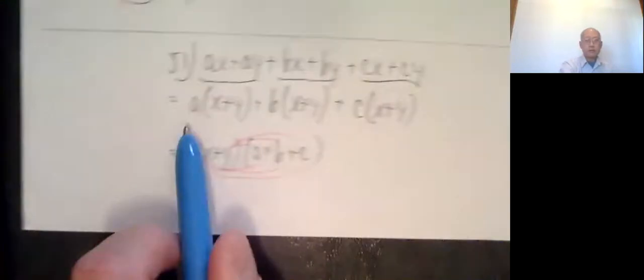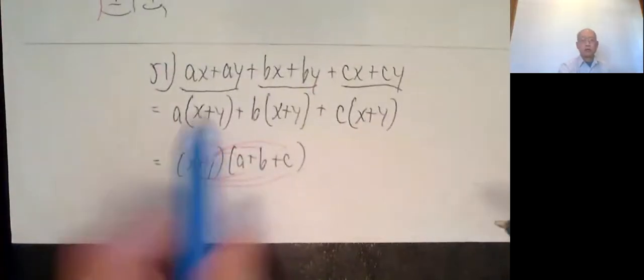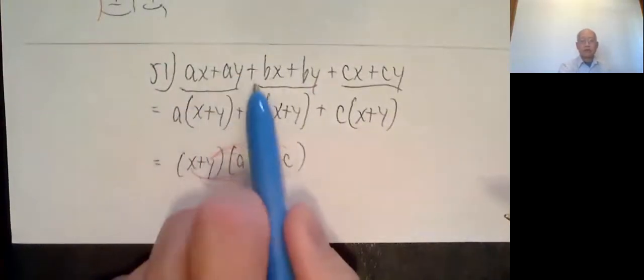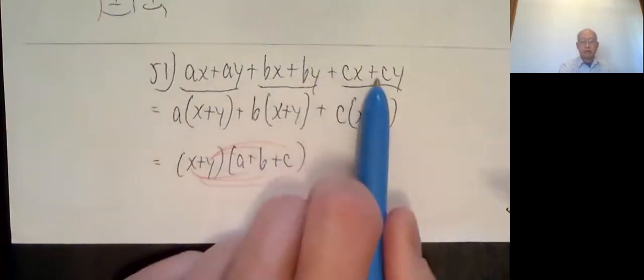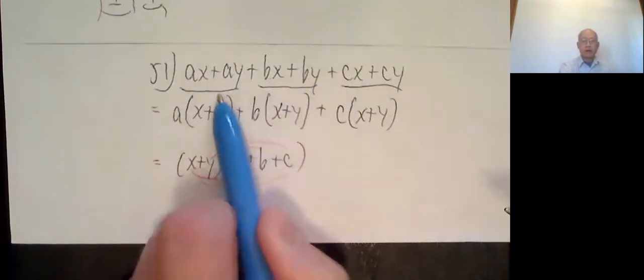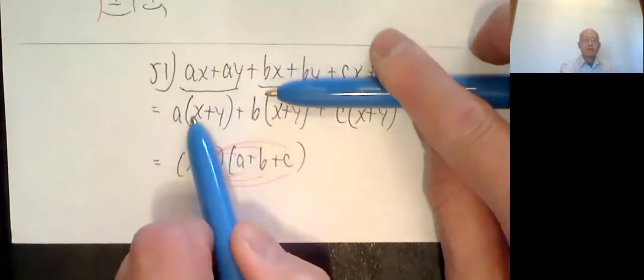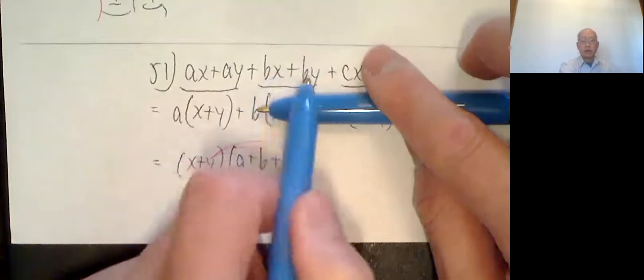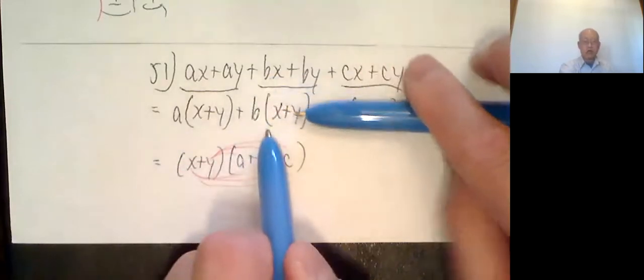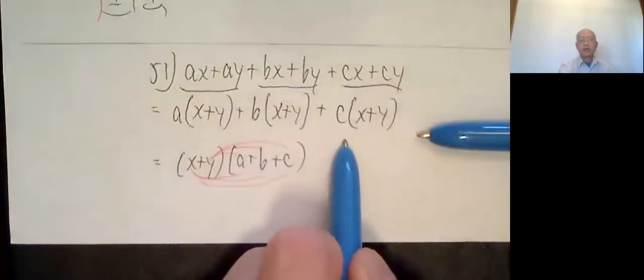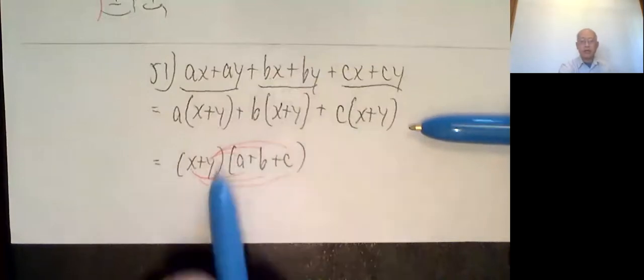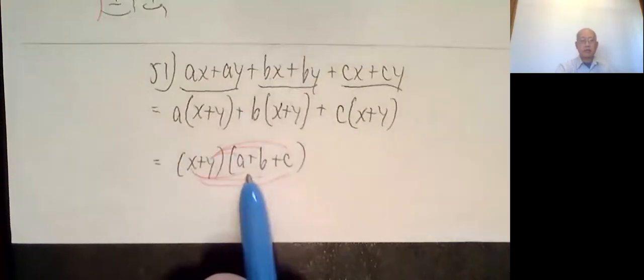Finally, one that's a little bit longer is 51. They give you 6 terms, ax plus ay plus bx plus by plus cx plus cy. So they say group them by 3s. So what can I take out of here? A, x plus y. What can I take out of here? B, x plus y. C, x plus y. So I pull out the x plus y, and then I have a plus b plus c.